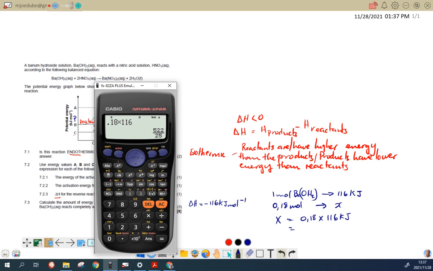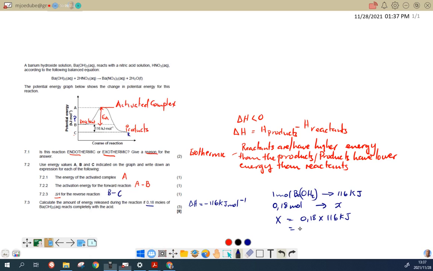So the amount of energy that's going to be released is equal to minus 20.88 kilojoules, right? So this minus 20.88 kilojoules means 20.88 kilojoules are released from the 0.18 moles of barium hydroxide that were used.